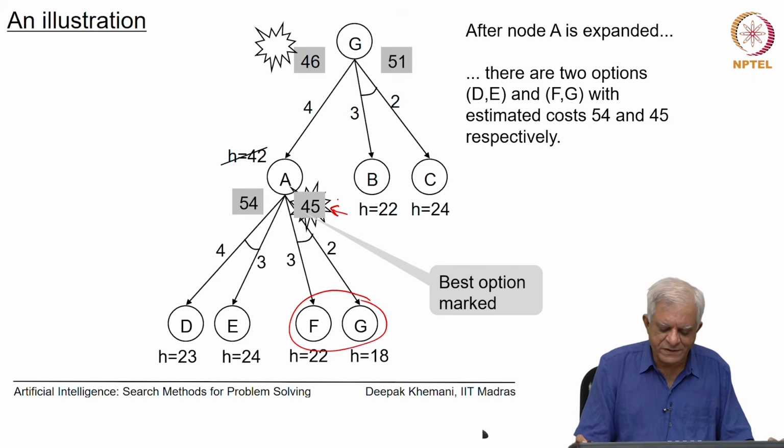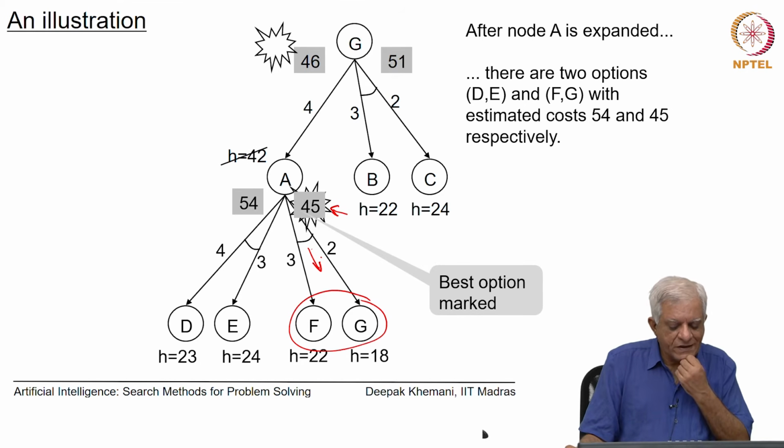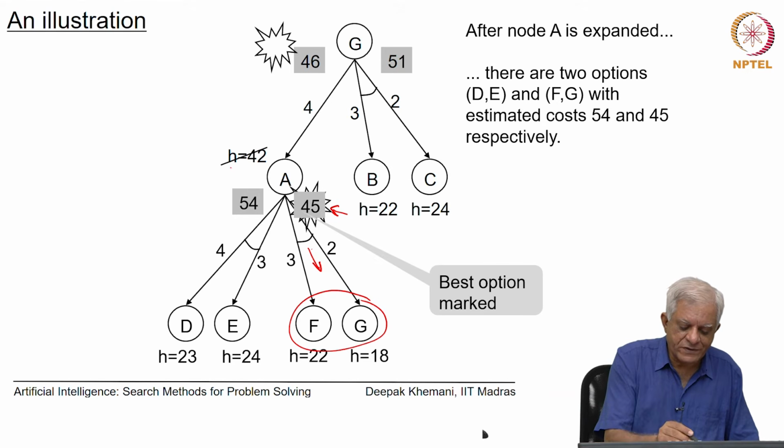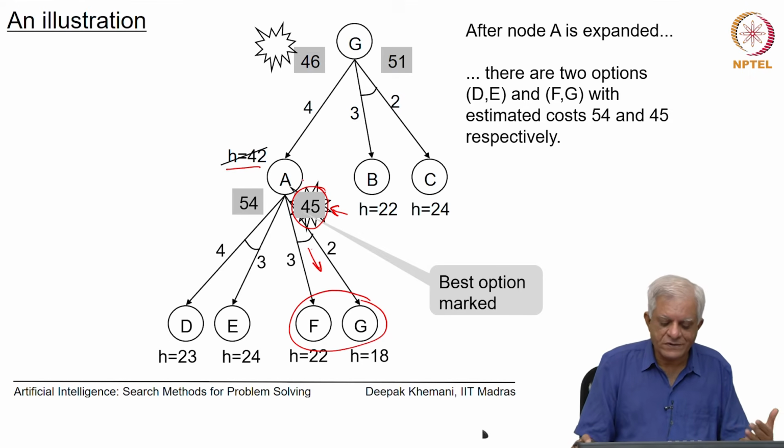So, at all stages you mark the best option. Sometimes one may mark the best option using an arrow, but it is something very similar. It is just a question of saying which is the best choice. But that is not enough. We know where to go from A, but the cost of A has changed. It was 42 to begin with, and now the best choice has become 45. The cost has gone up.